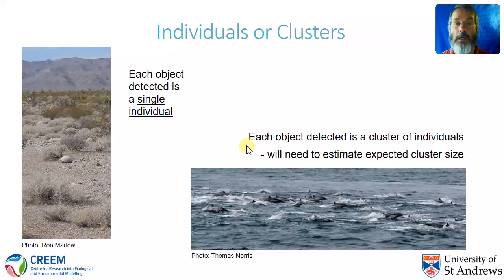The reason I point this out to you is that if you collect data on groups, distance sampling will produce a density of groups in your study area. And to convert density of groups into density of individuals, you'll multiply cluster density by average group size.